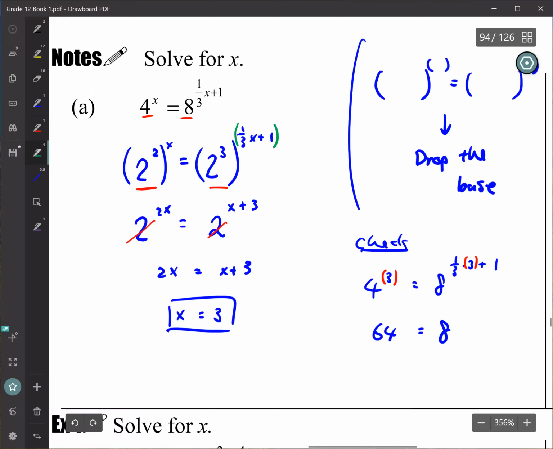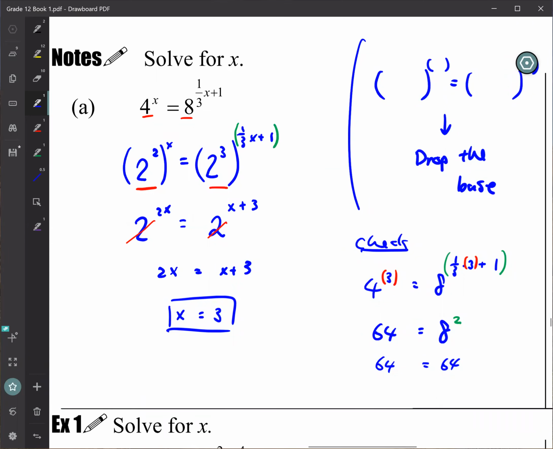And then the right-hand side, I would have 1/3 times 3 plus 1, right? For the exponent, the green part, what's the green part simplifying to? What's 1/3 times 3 and then plus 1? What's that equal? 2. Yeah, so that will simplify into a 2, right? So you can see they both equal each other, 64 equals 64. Okay, so you know your answer is correct.